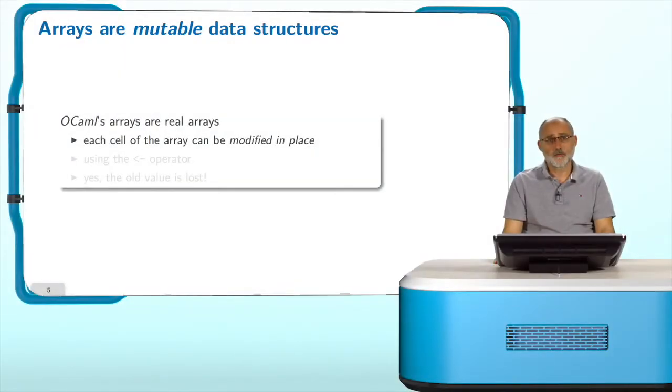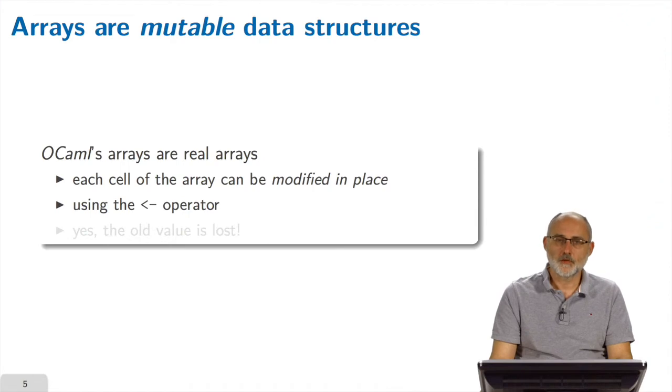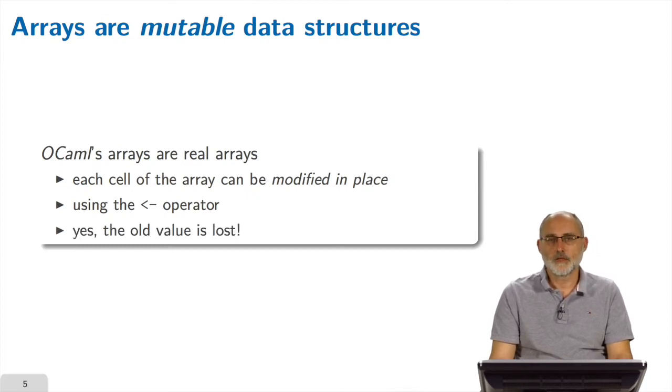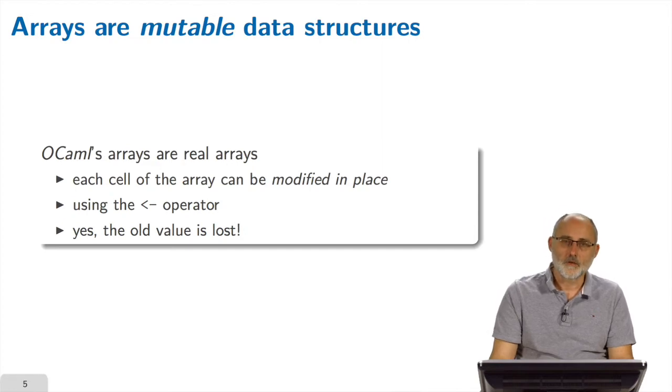Now the good news for some of us is that OCaml's arrays are really real arrays. Not only can they be used, like in the previous example, but they can also be modified in place. We do this using a special operator which is called the update operator, this backward arrow here. And yes, after performing an update, the old value is really lost, as you can see in the following example.